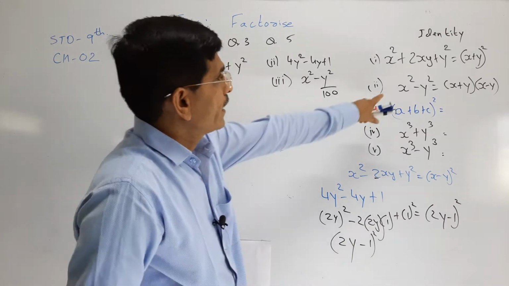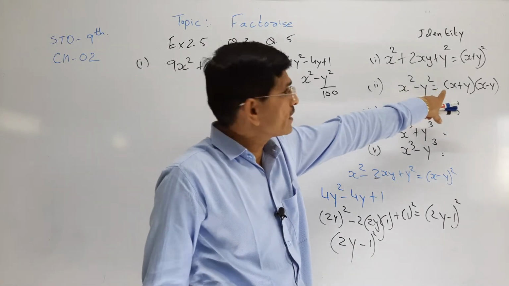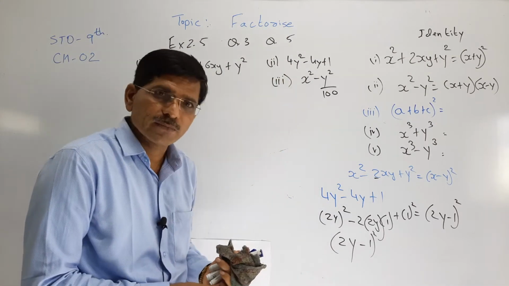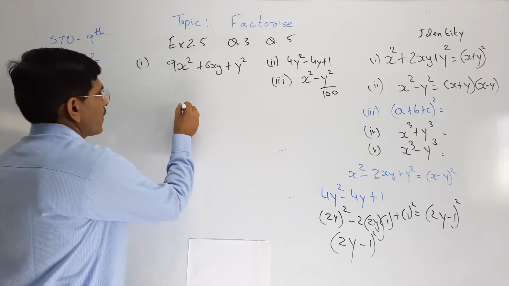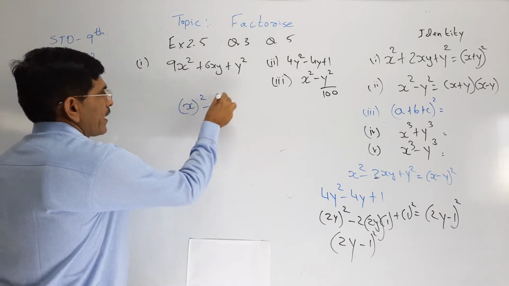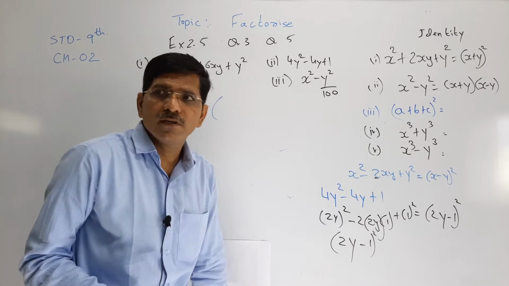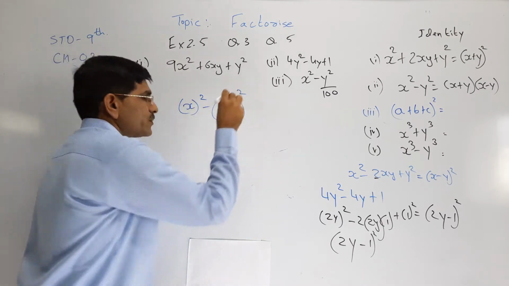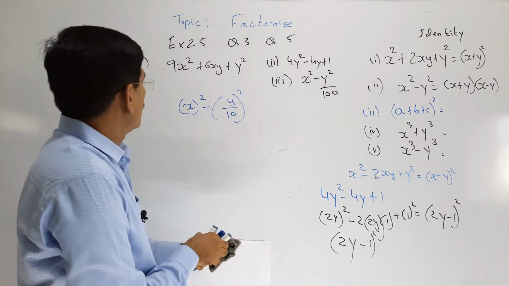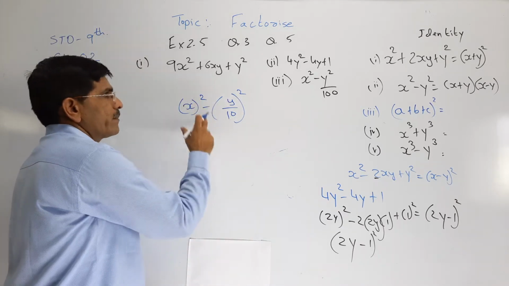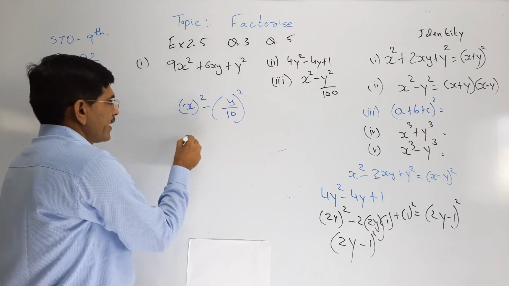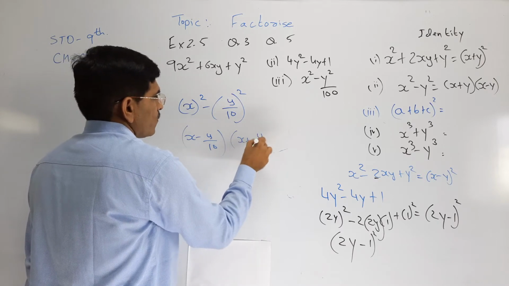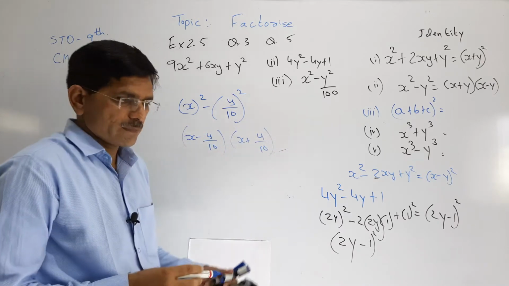So, now x square minus y square is there, then the answer is (x plus y)(x minus y). So, x square whole square, and 100 is the square of 10, so y upon 10 whole square. So, x square whole square minus y upon 10 whole square. So, (x minus y upon 10)(x plus y upon 10), that is my answer.